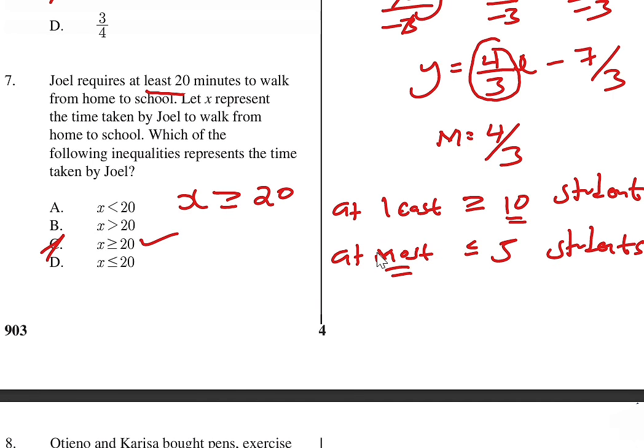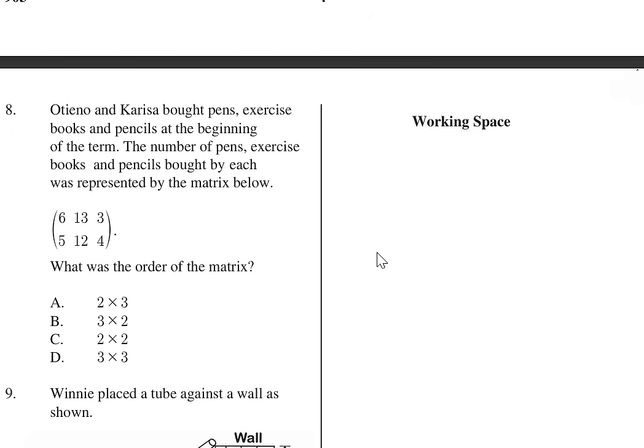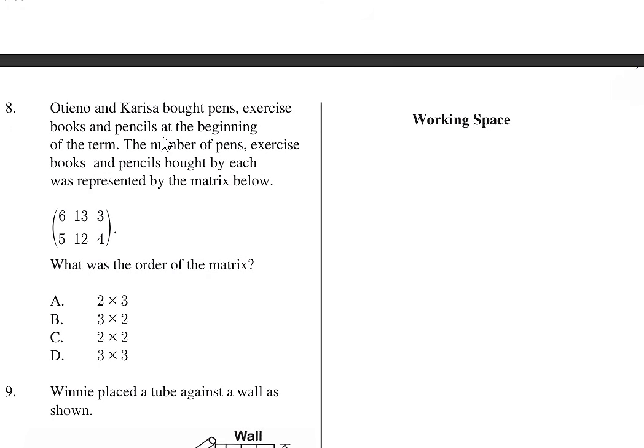I hope you have understood that. We continue to number 8. Otenyo and Carissa bought pens, exercise books and pencils at the beginning of the term. The number of pens, books and pencils bought by each was represented by the matrix below. Here we have the matrix. What is the order of the matrix?